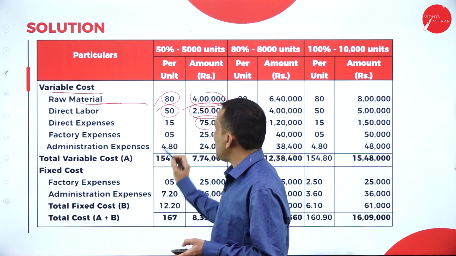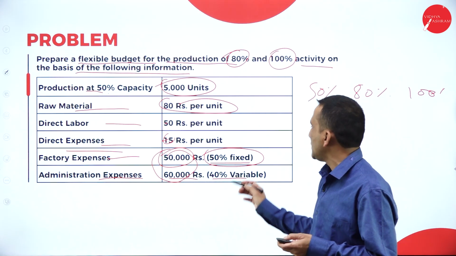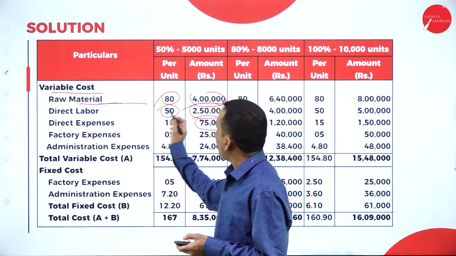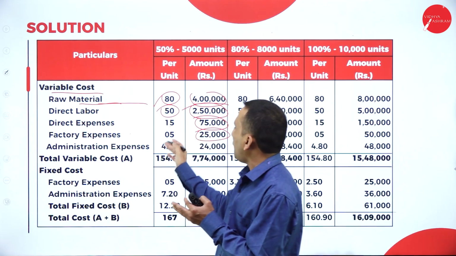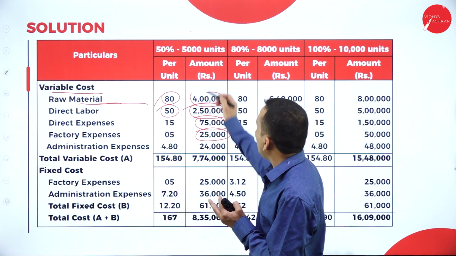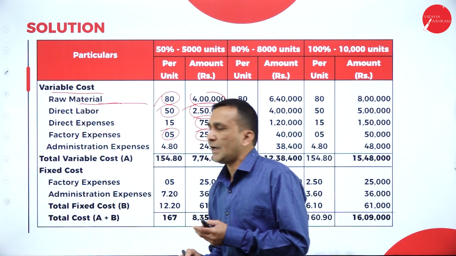So the factory expense only, in the factory expense 50,000, 50% only we need to consider for variable. So here the 25,000, okay, the 25,000 directly we are writing in the amount column. So how to find out the rate per unit? It's very simple. 25,000 divided by 5,000 units, your producing capacity. So 5 rupees is the rate you are getting.